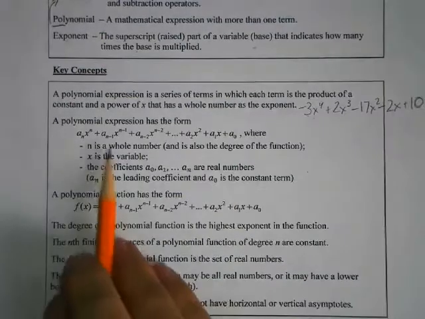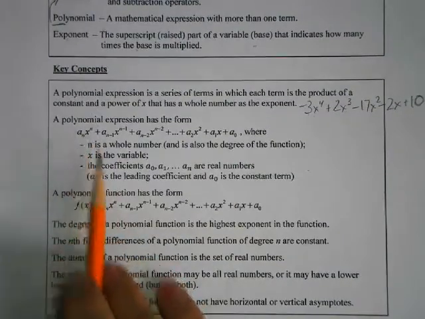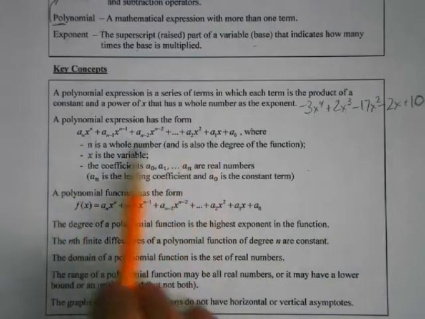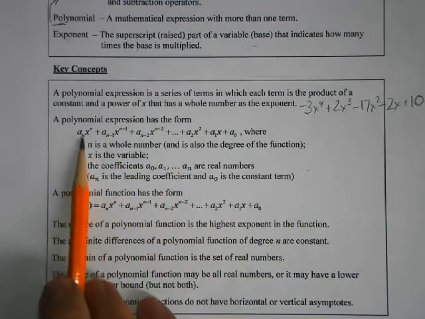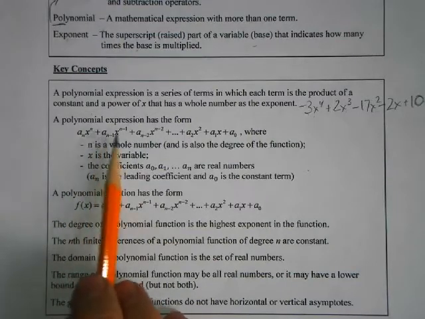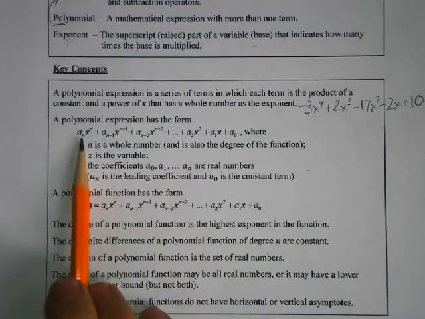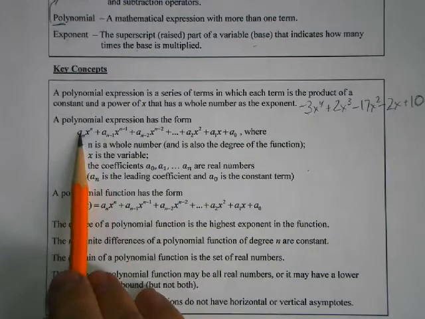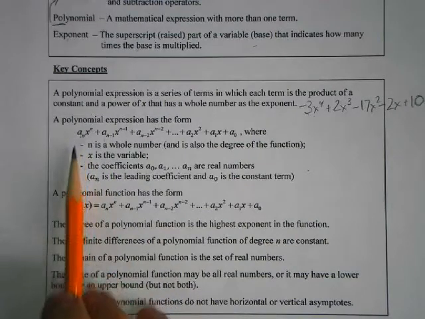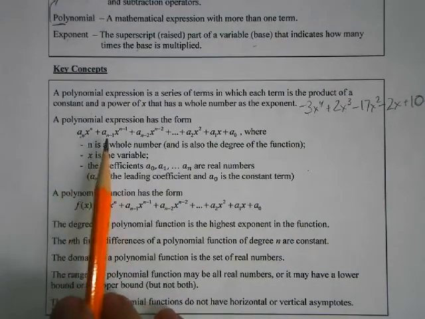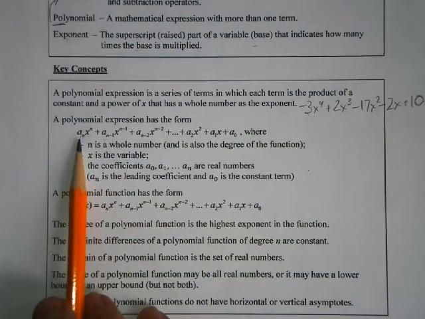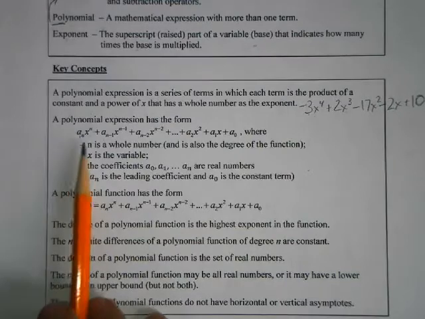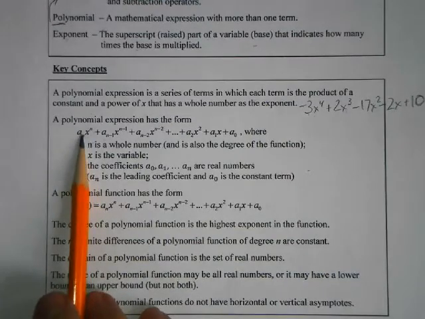This is the formal definition here. It looks a little strange at first, but we've got our leading term here. The a values are the coefficients, so that's the number part. These could be any real number, fraction, decimal, or integer, but it has to be real. You couldn't put pi there. So it has to be a number part.